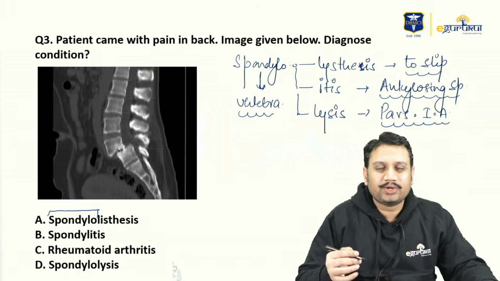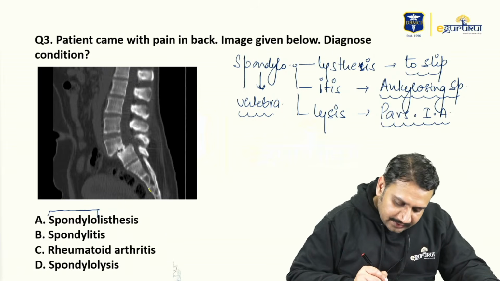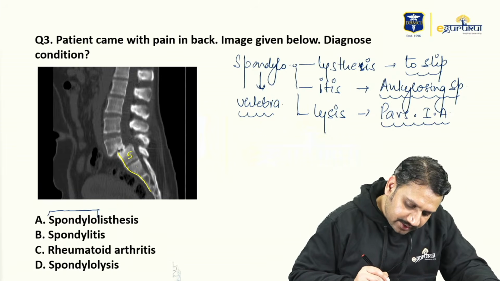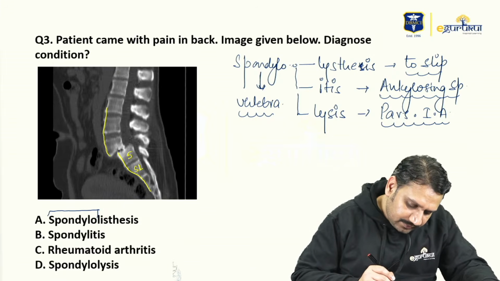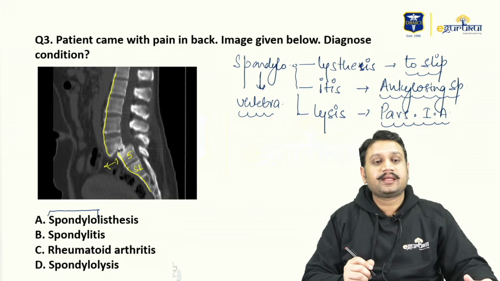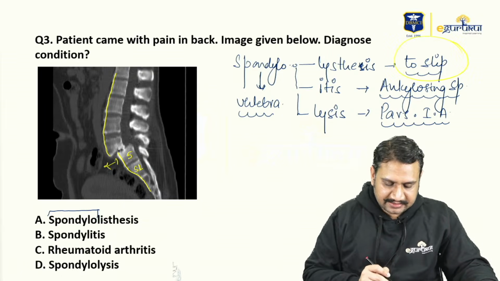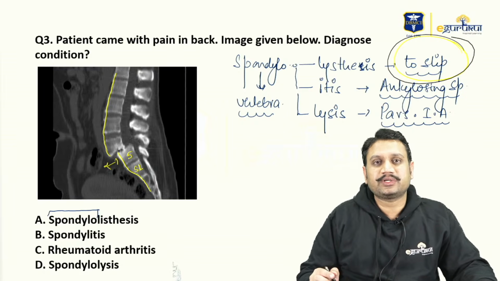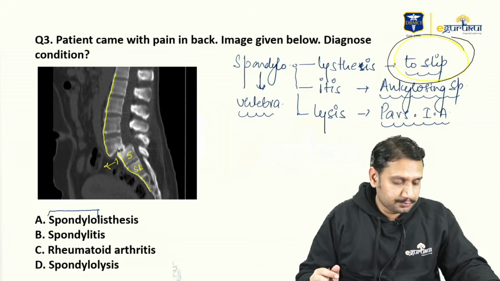So what is the term that you are going to use if there is a slip of the vertebra? Here you see the sacrum, the L5 is in line. The L5 is this one and this is sacrum. They are in one line. But if you see the L4, L3, L2 like that, they have slipped this much anteriorly. So this is what you call listhesis, to slip. So this is slipping of one vertebra over another vertebra. That is what you call a spondylolisthesis.